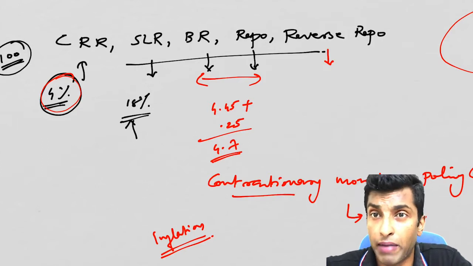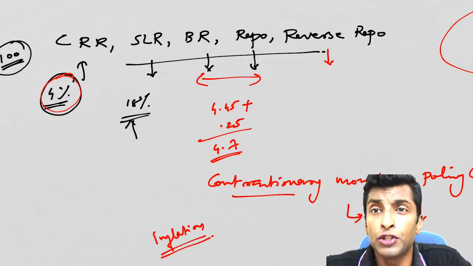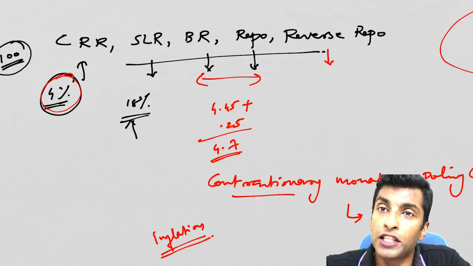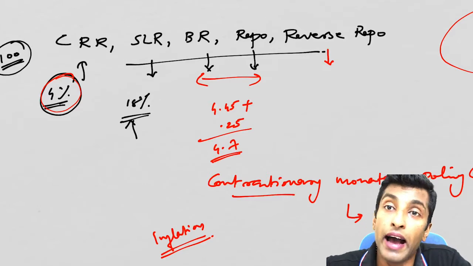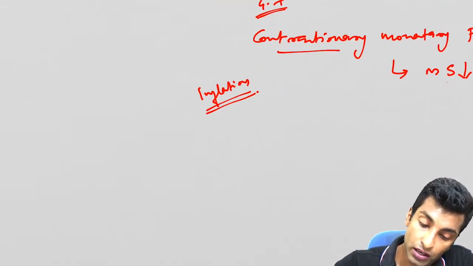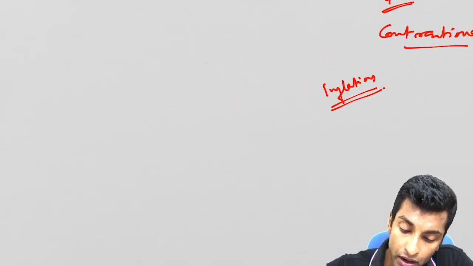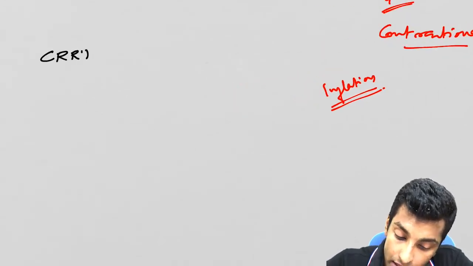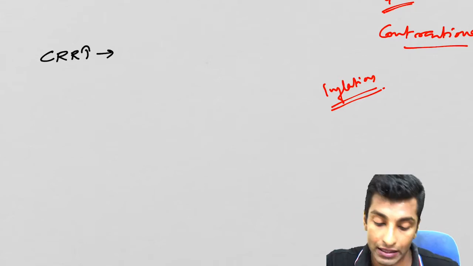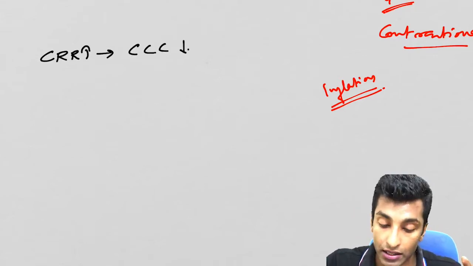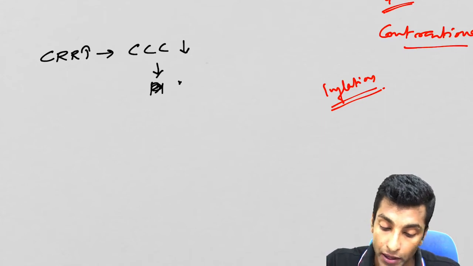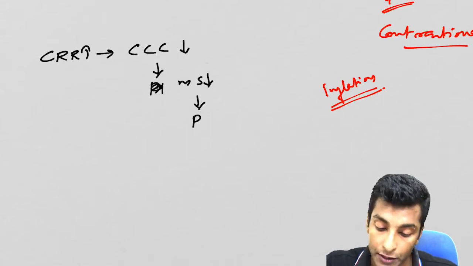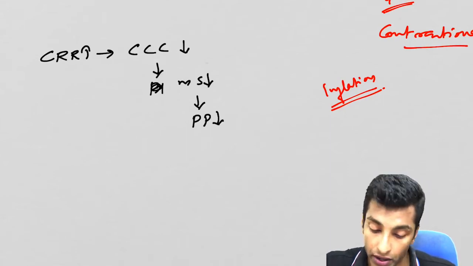The credit creators are the banks, so credit creation capacity will decrease. So money supply will decrease. Money supply decrease means purchasing power decreases. Automatically aggregate demand decreases and inflation will come down. So this is what is going to happen when CRR increases. The credit creation capacity obviously decreases, which leads to a decrease in money supply. Money supply will reduce, and that results in less purchasing power, no money, no purchasing power.